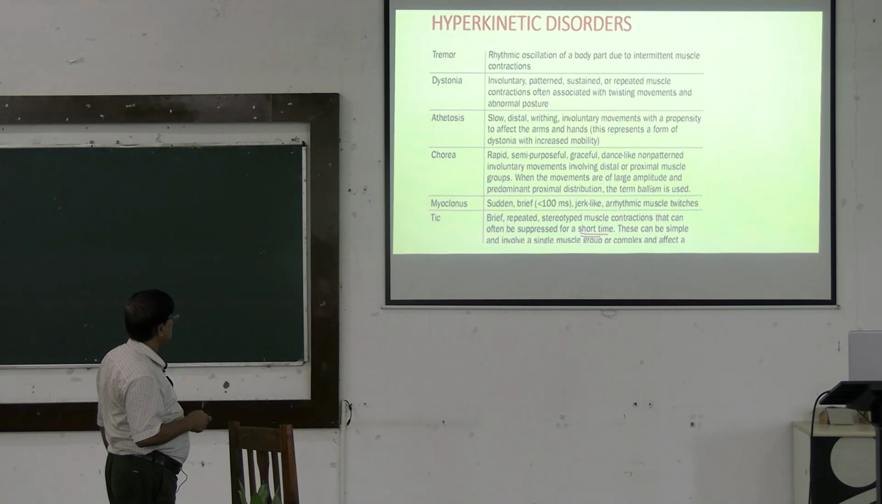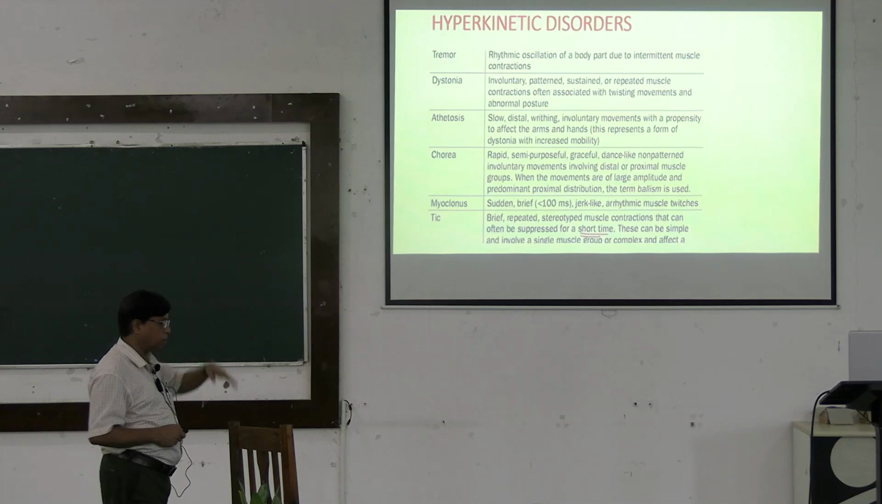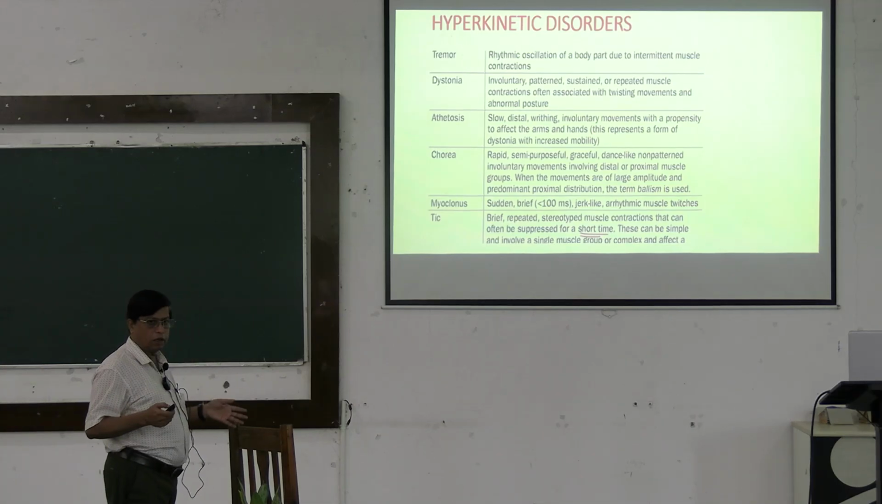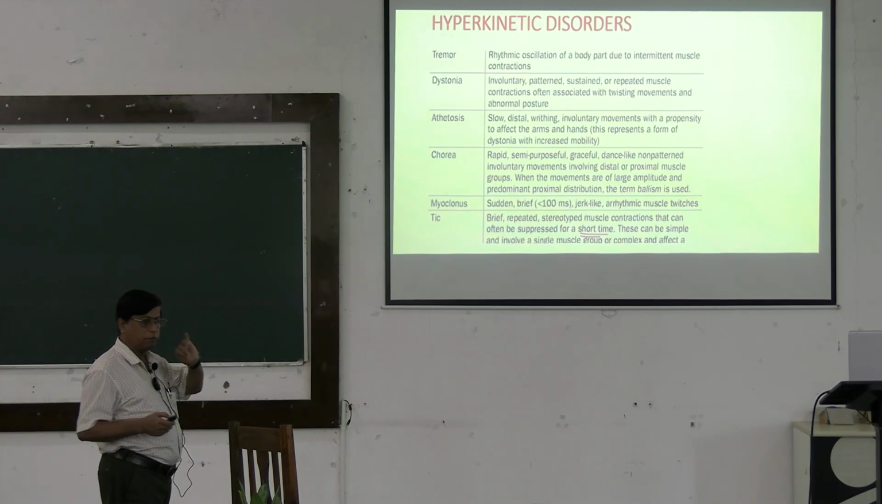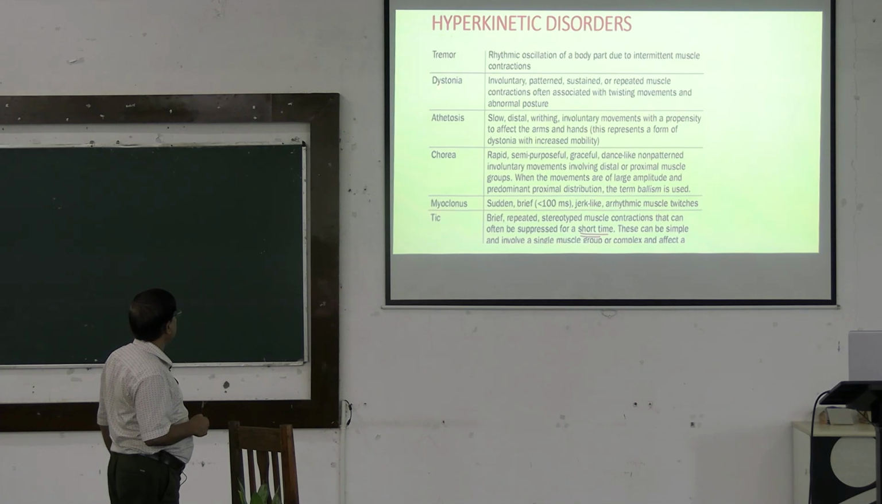This is a slightly busy slide. You can read it if you can. These are all hyperkinetic movements that we are going to discuss today. Tremor is a rhythmic oscillation of a part of the body due to intermittent muscle contraction. There are several types of tremor, at least two types I have described. I will come to that later. Dystonia.